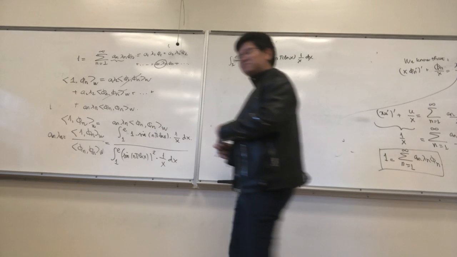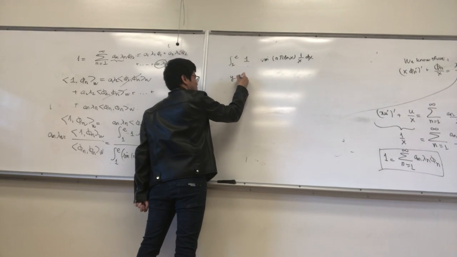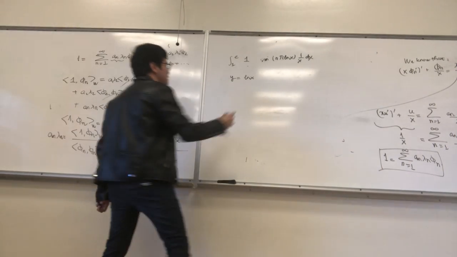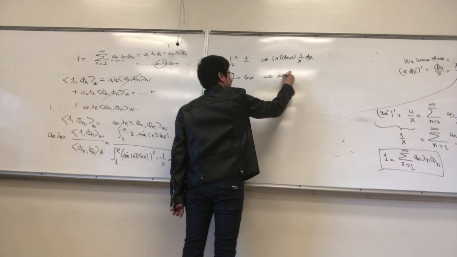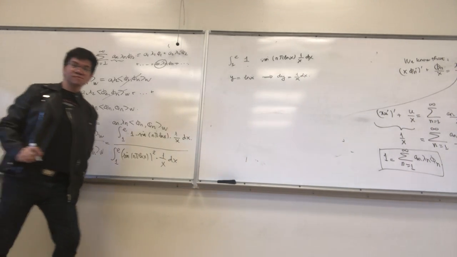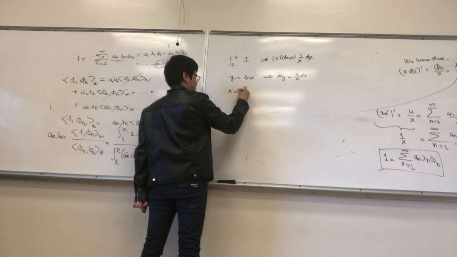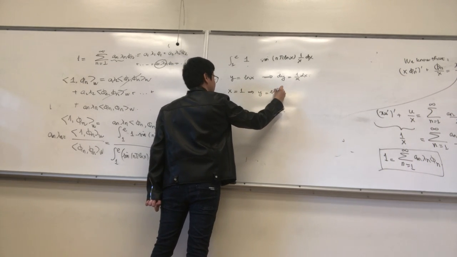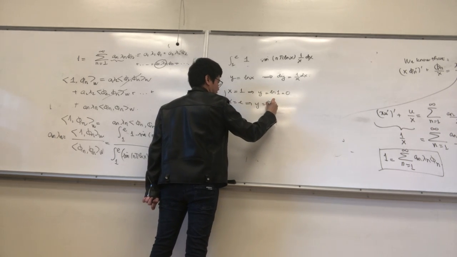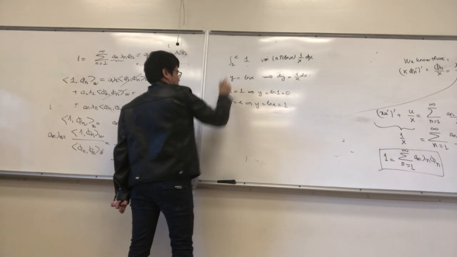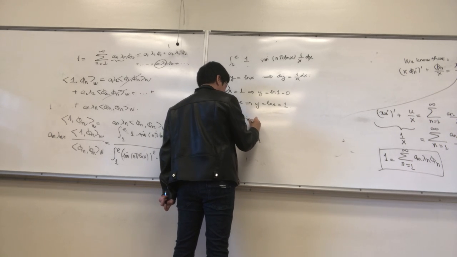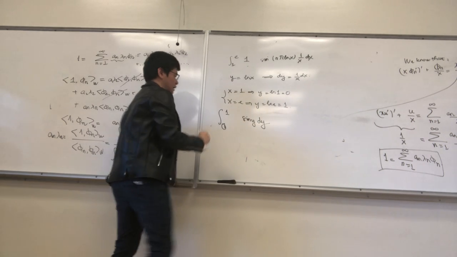So I do a change of variable, right? I let y be log x, which means that dy will be 1 over x dx. So when x is 1, y is log 1, and this is 0. When x is e, y is log e, and this is 1. So basically, this integral will be the integral from 0 to 1 of sin(n pi y) dy.